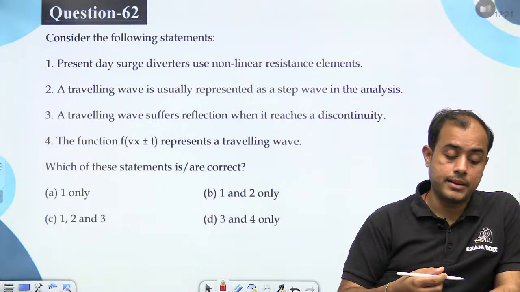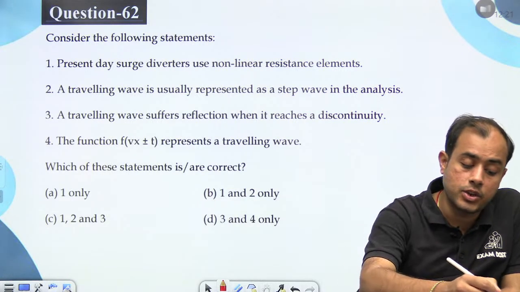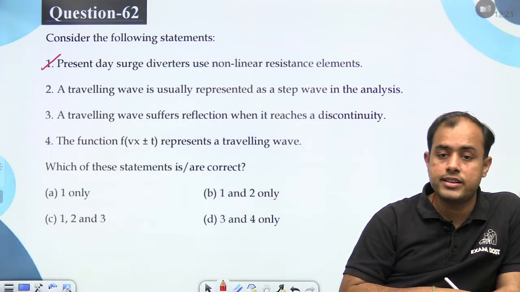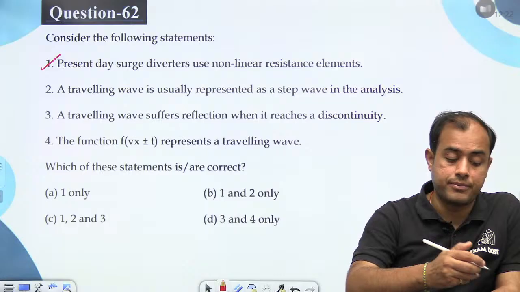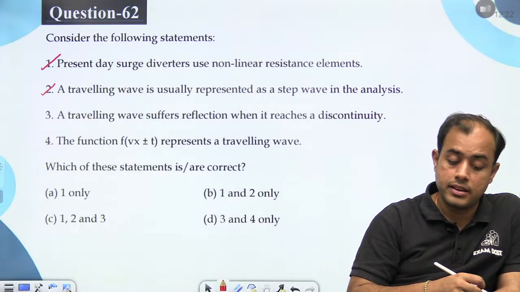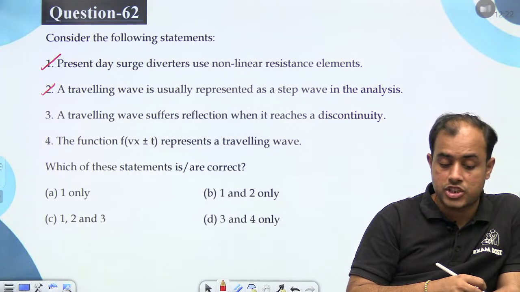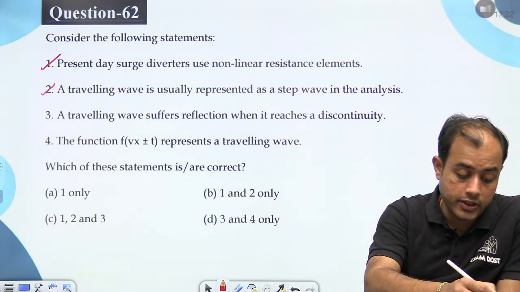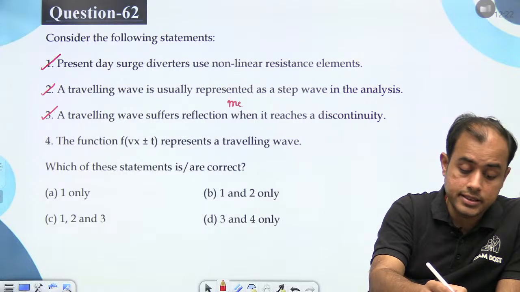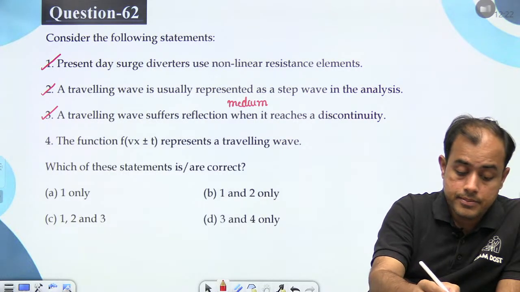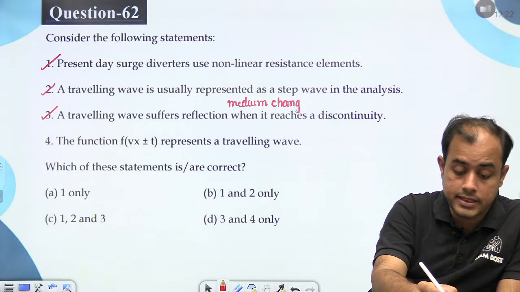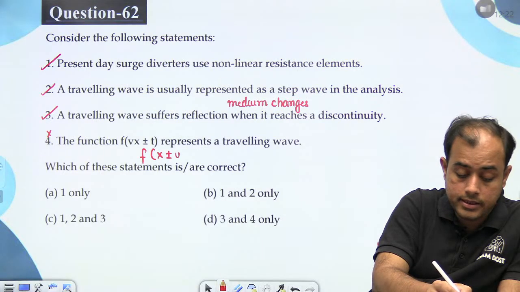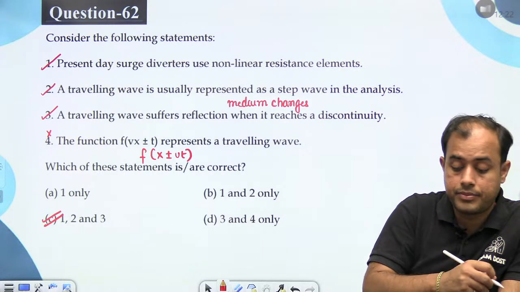ESE 2009, present day surge diverter use non-linear resistance. This I explained yesterday. Traveling wave is usually represented as a step wave. Surges are represented as step wave. Traveling wave suffers reflection when it reaches a discontinuity. Okay. When it reaches discontinuity, yes, that is medium changes. F(x plus minus vt) is a traveling wave. X plus minus Vt. So answer is C.